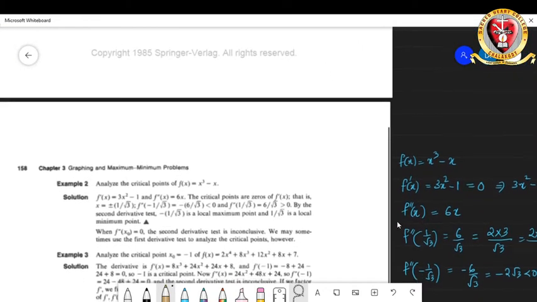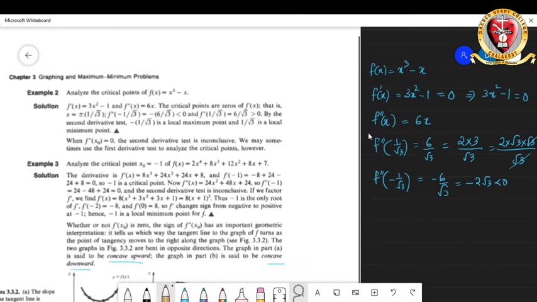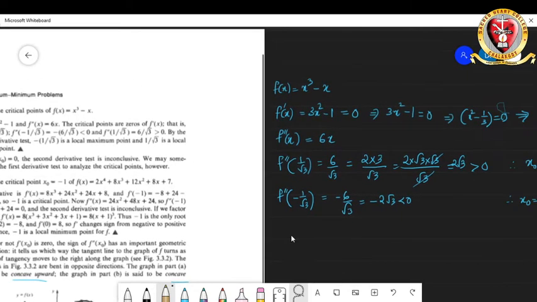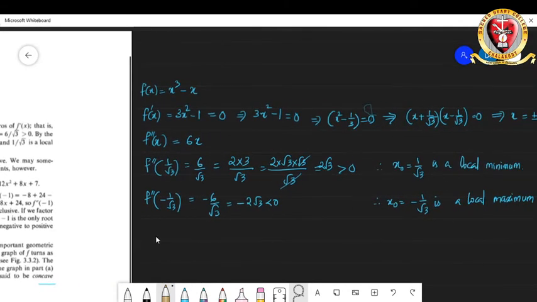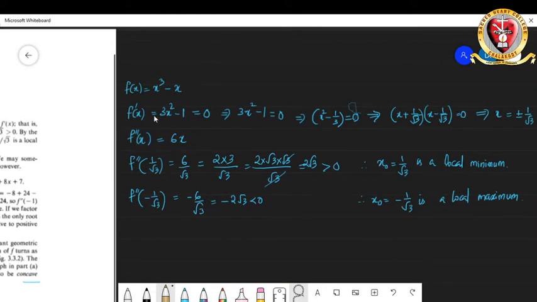Next, you can see example 2. The question is, analyze the critical points of f of x is equal to x cube minus x. So here you have function x cube minus x. So f dash of x is equal to 3x square minus 1. We are going to equate it to 0 to find the critical points. When equated to 0, you get 3x square minus 1 is equal to 0.